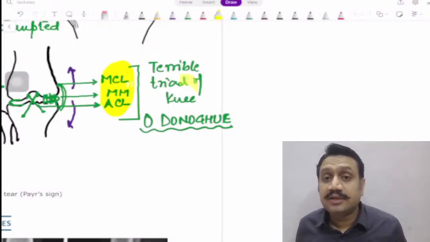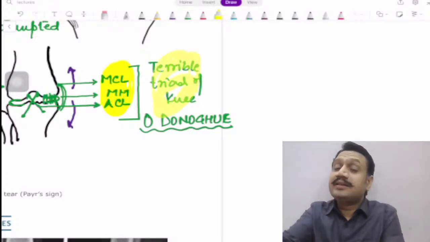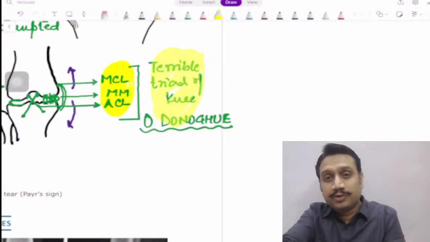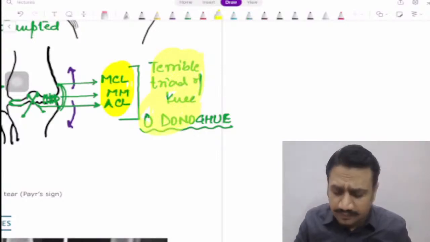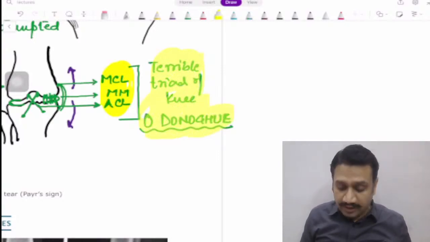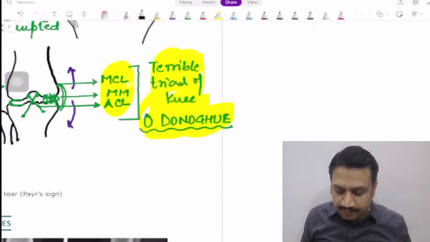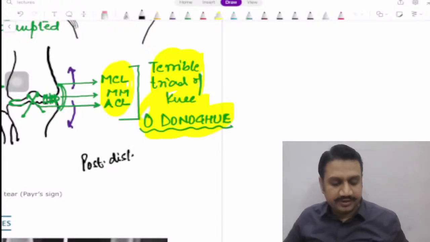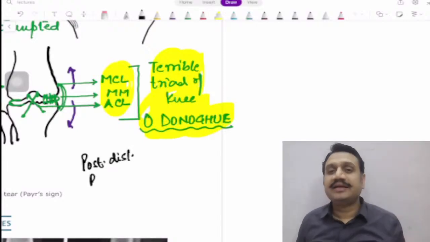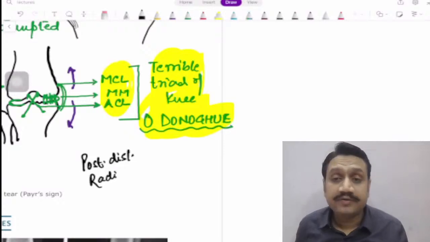So this is the terrible triad of the knee area. In the elbow also we have a terrible triad of elbow. You remember the terrible triad of elbow? What are the structures in terrible triad of elbow? So it is the posterior dislocation of elbow we see, right? Posterior dislocation of elbow, radial head, as well as the coronoid. When you have in the elbow these three getting damaged together, that is called as terrible triad of elbow.